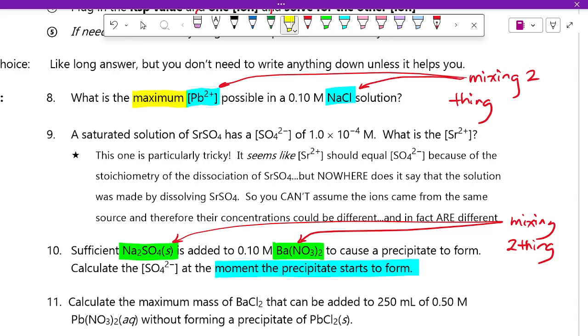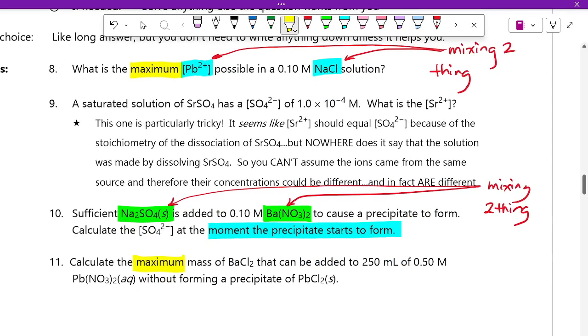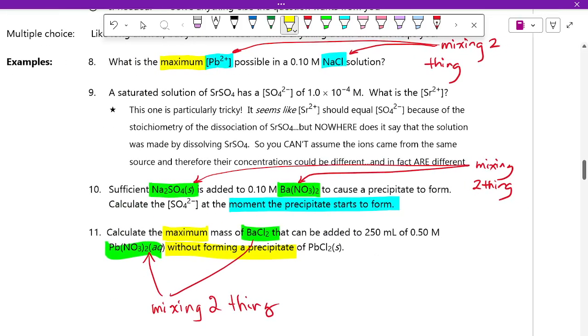And then we've got a maximum. That's nice. And barium chloride that can be added to 250 milliliters of 0.5 molar lead nitrate without a precipitate of PbCl2 forming. So we have two compounds. We have BaCl2 and we have lead nitrate. So we're mixing two things. And it says without a precipitate forming. Yes? Okay. So that was type 3, I think.